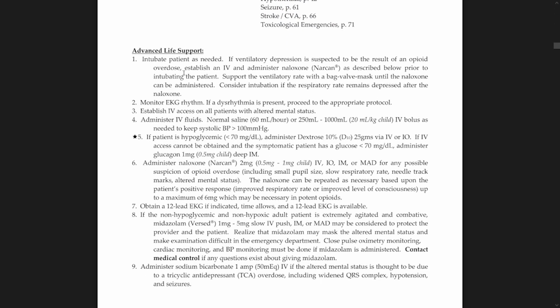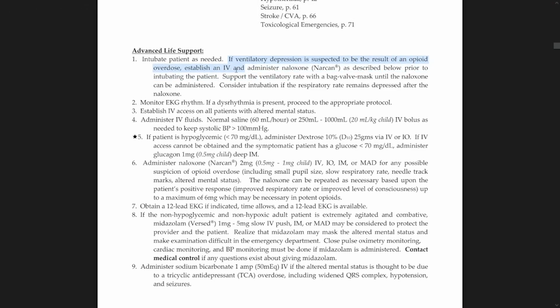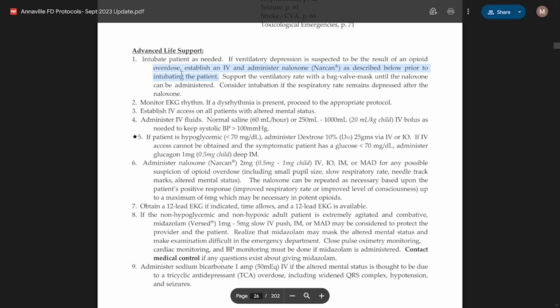For ALS, intubate the patient if necessary, but only if ventilatory depression is suspected to be the result of an opioid overdose. Establish an IV and administer Narcan or naloxone as described below prior to intubating the patient, because usually this can reverse it and we don't need to intubate somebody. Support them with a BVM until the naloxone can be administered.